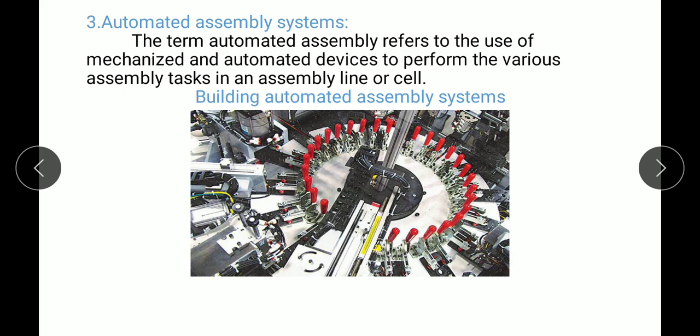Next, assembly of the components. Based on the application we will use different types of robots. All this work depends on CNC programming. The term automated assembly refers to the use of mechanized and automated devices to perform the various assembly tasks in an assembly line or cell. Automated assembly line means that without human beings, we use robots by using CNC programs.